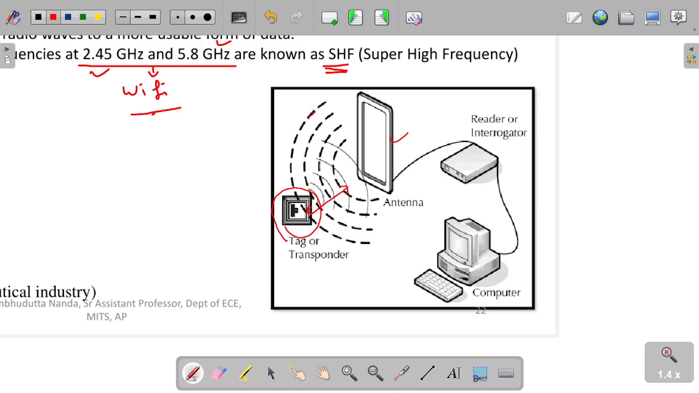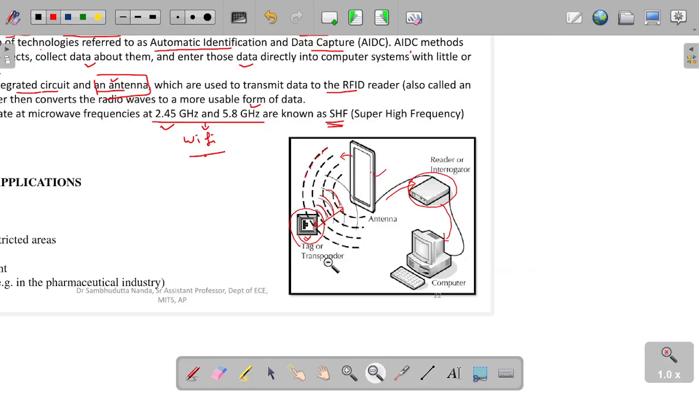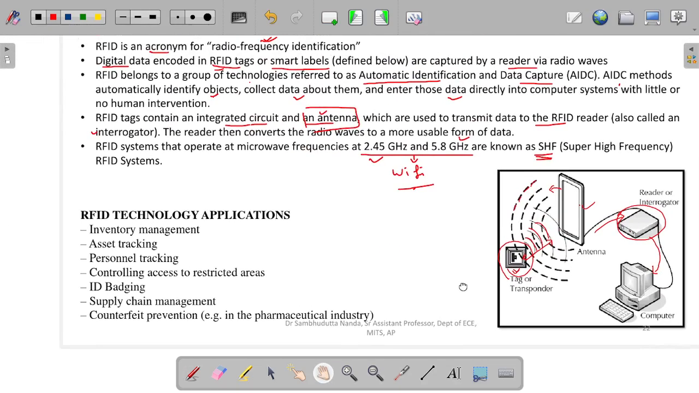You can see these lines are the signal that is sent by the RFID reader antenna, and these small lines are the reply from the RFID tag. Once the reply is received by this antenna, it goes to an RFID interrogator or RFID reader. This decodes all the data that is contained in the RFID tag and gives it to the computer, and after that further processing is done. So this is how the RFID tag works, and this is the basic idea of RFID working.